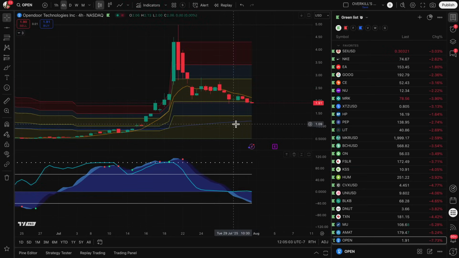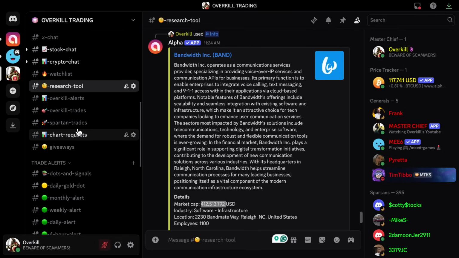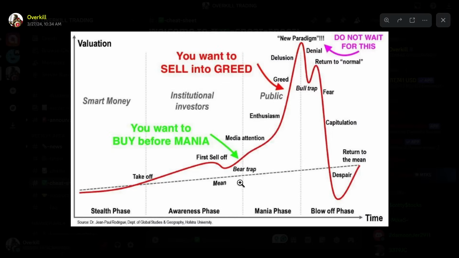So if you want to play Opendoor, I would just play on the 4-hour. I might actually buy this one on the 4-hour because, again, most people were getting in here. The people who were buying it took profits. I mean, if you were buying it down here at 50 cents, you made 1,000%. So now those people are taking profits. And when I say those people, I'm talking about the smart money.